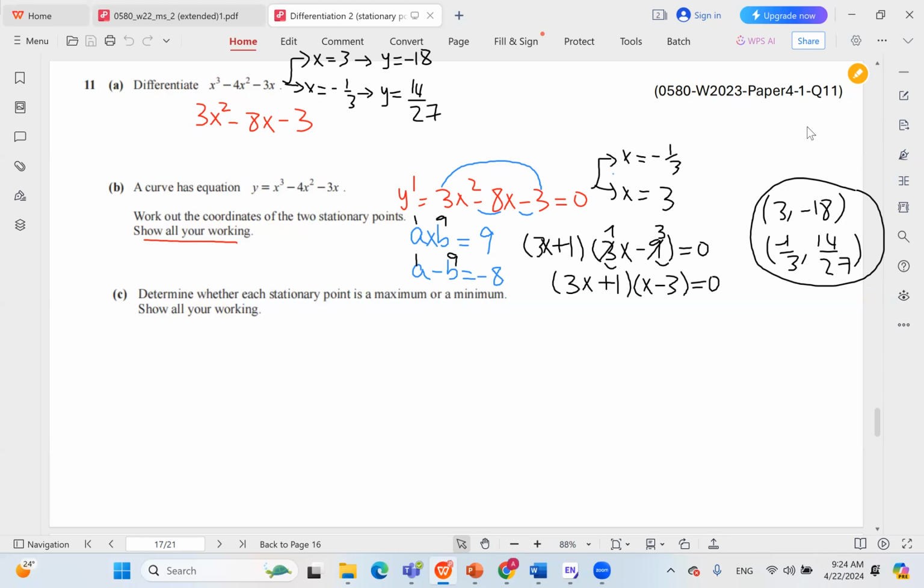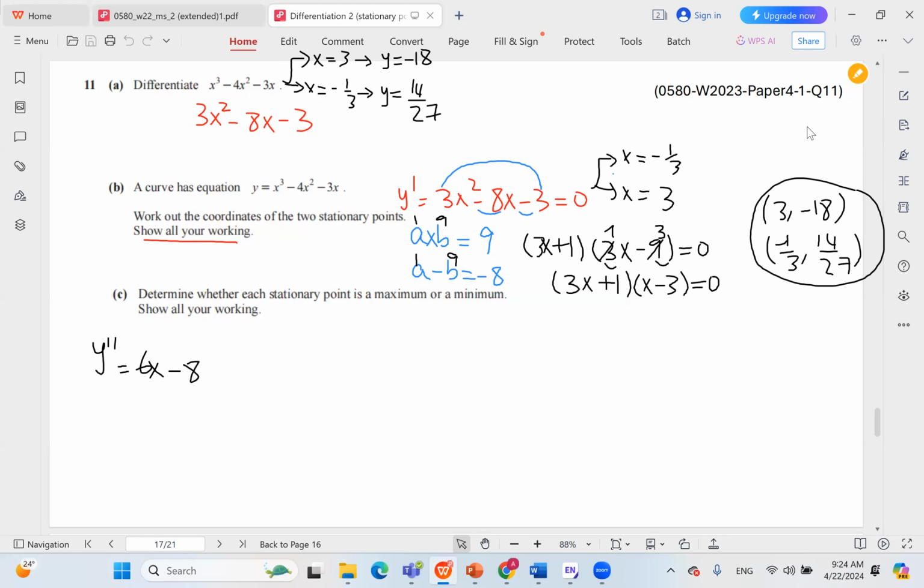Finally, in C, we want to determine whether each stationary point is a maximum or a minimum and to show all our working. We said before that to get the nature of the stationary point, the type of stationary point, we have to get y double dash. So for y double dash, we have 6x minus 8. I'm differentiating the red expression, the y dash expression. So 3x squared becomes 6x and minus 8x becomes minus 8.